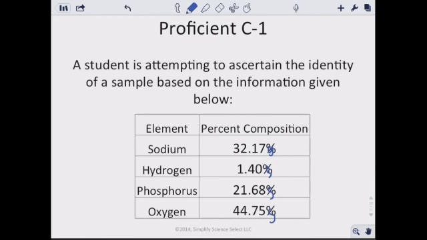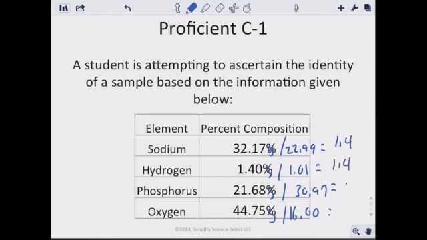by the atomic mass. We divide by sodium on the periodic table, which is 22.99. Hydrogen is 1.01. Phosphorus is 30.97, and oxygen is right around 16.00. This gives us the moles. So when we're looking at this, it gives us essentially 1.4, 1.4, 0.7, and 2.8.